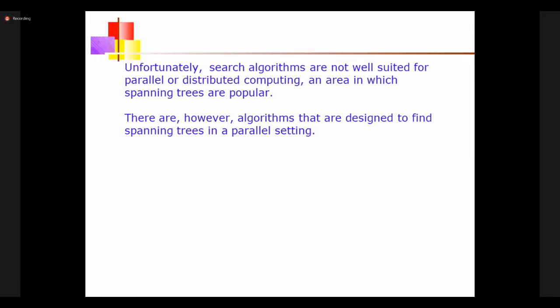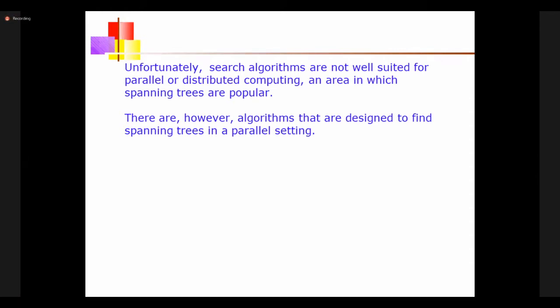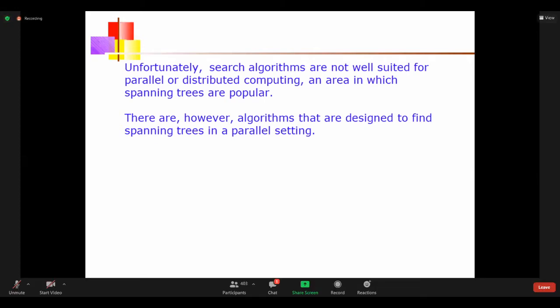See, this is one important point. Unfortunately, search algorithms are not well suited for parallel and distributed computing. That is the reason spanning trees are very popular in that area. Distributed computing, parallel computing, these things we already know, right? So in those cases we are using spanning trees. There are, however, algorithms designed to find spanning trees in parallel computing also.